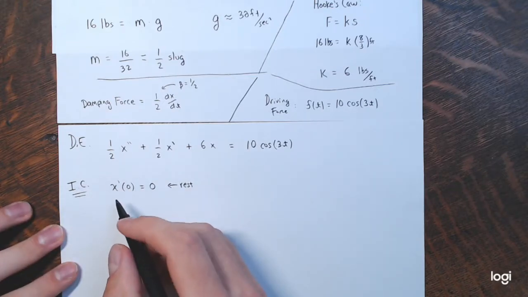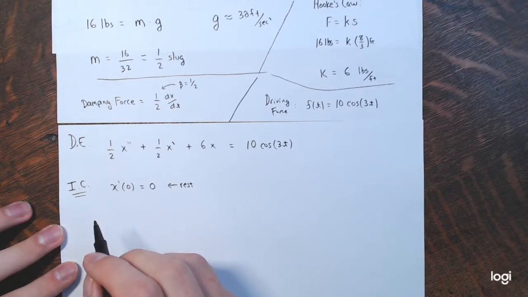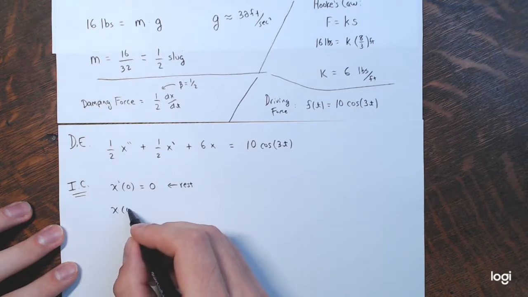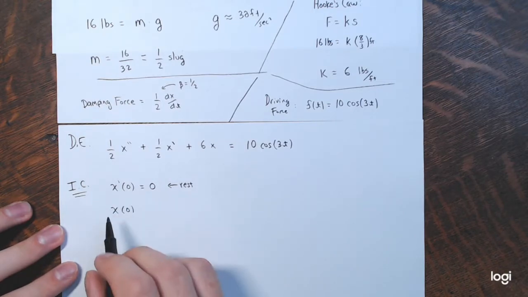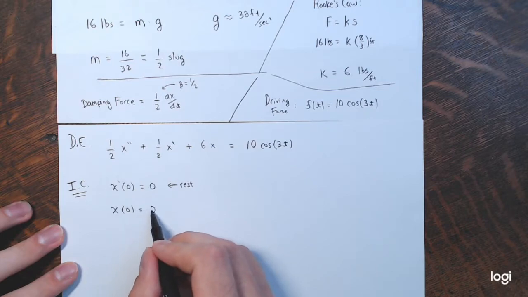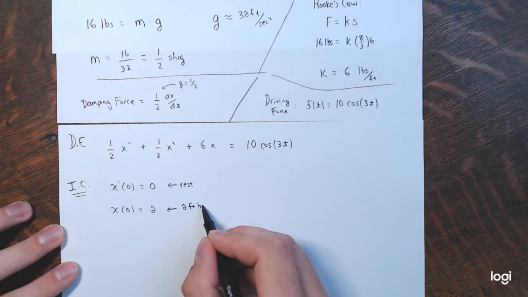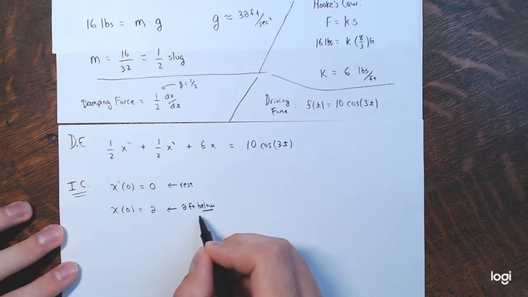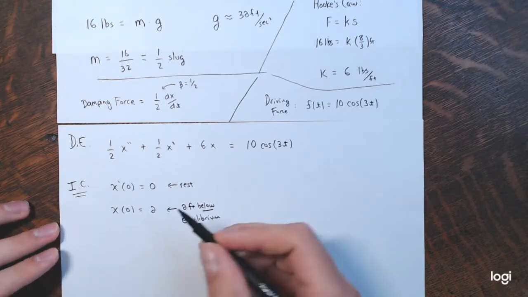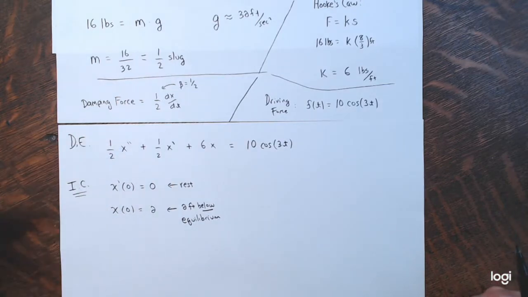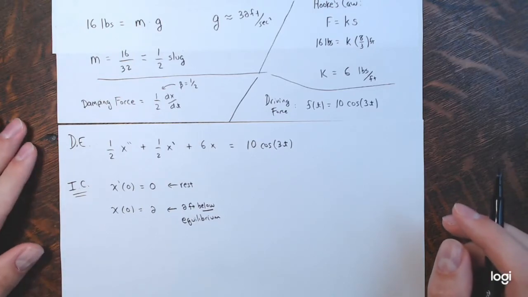And it was initially released from rest at a point 2 feet below the equilibrium position. So the initial position, x sub 0, not x prime, x sub 0 is 2, right? And this is 2 feet below the equilibrium position, a positive position. All right, and being a second order equation, these two initial conditions should be enough to find a solution to this initial value problem.